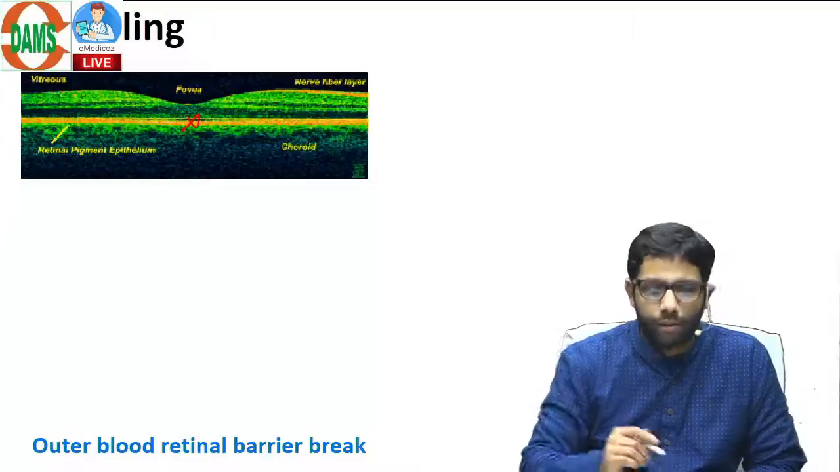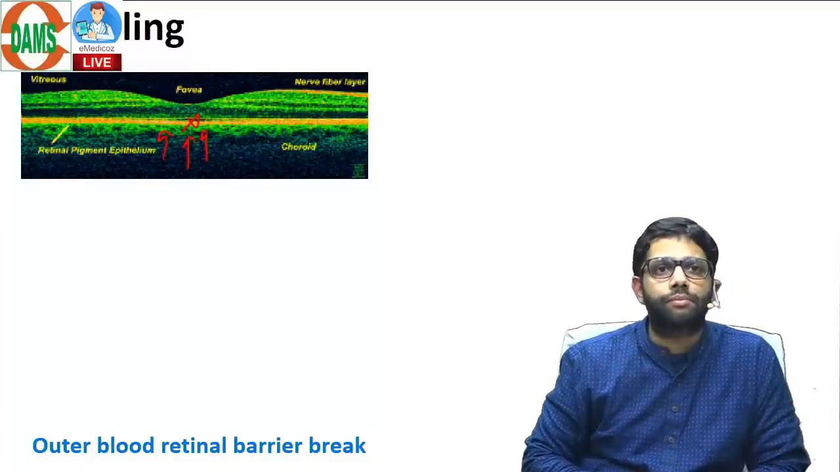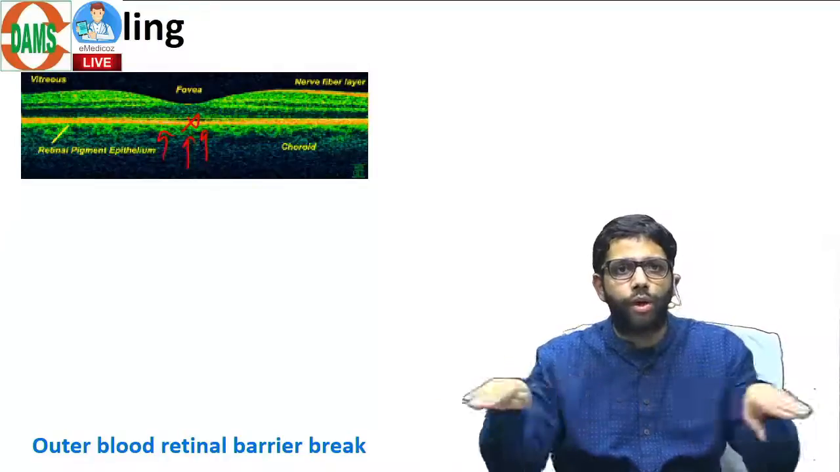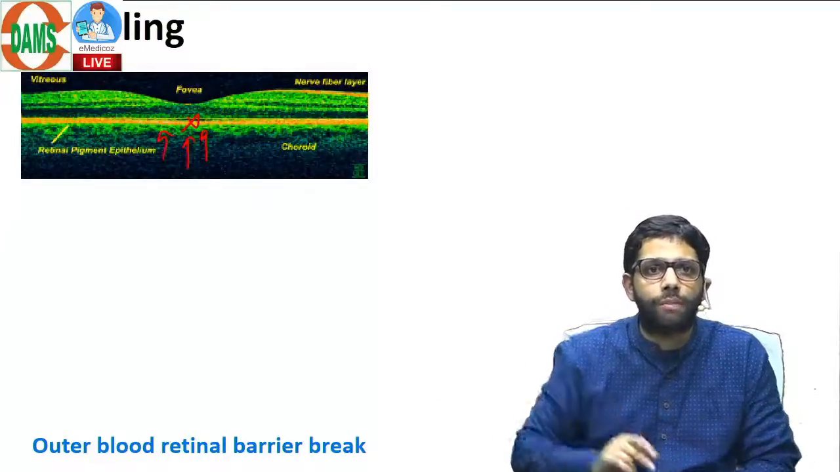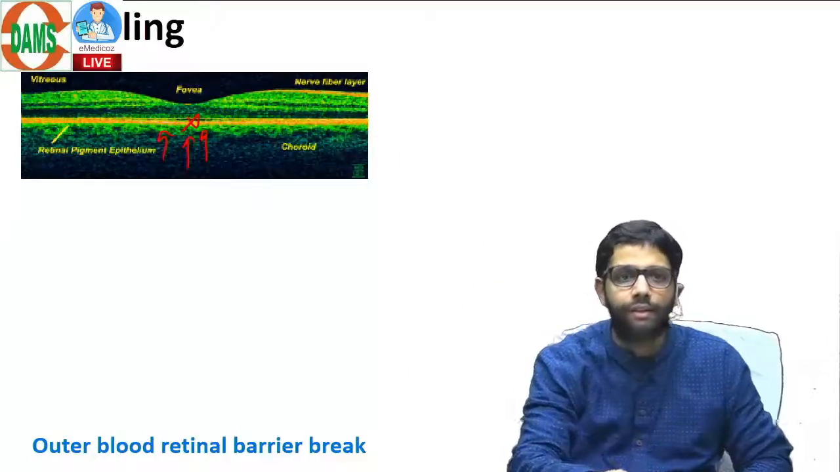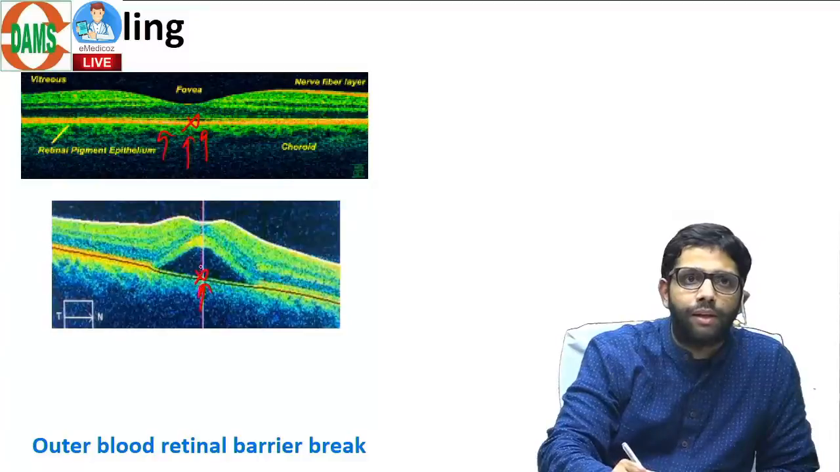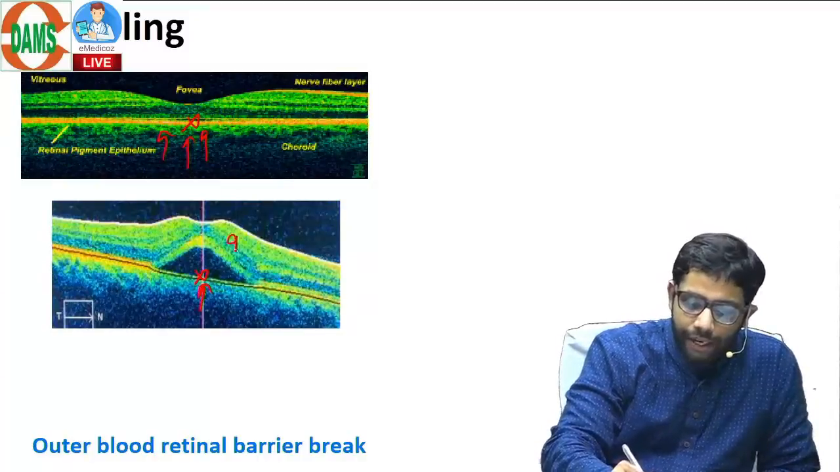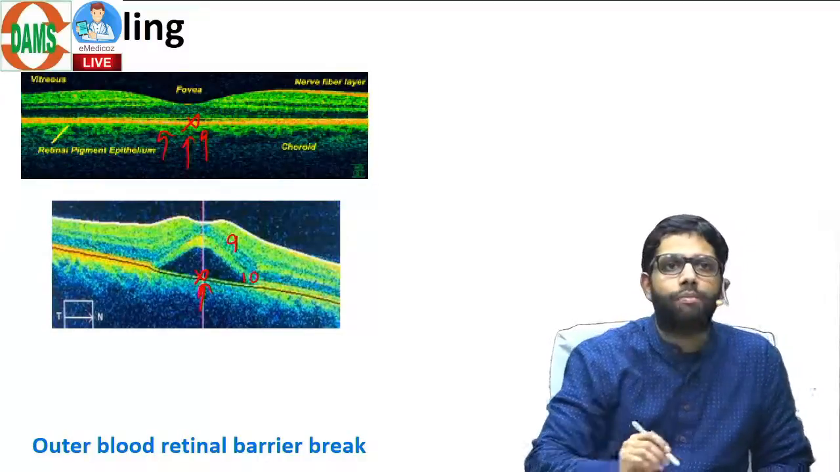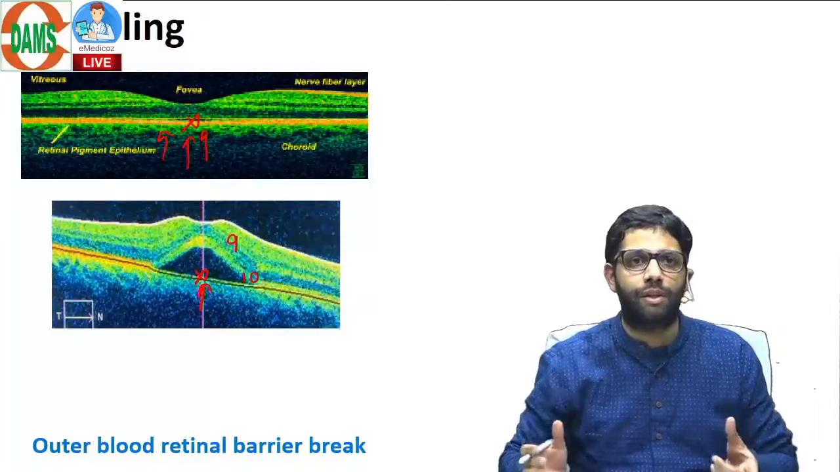The choroidal fluid will come into the retina. The outer barrier break is preventing the choroidal fluid from coming into the retina. If there is an outer barrier break, what will happen? The choroidal fluid will come into the retina layers like this. If there is a break over here, choroidal fluid will come and separate the 9 layers of the retina from the RPE. That is what we will study, known as retinal detachment.